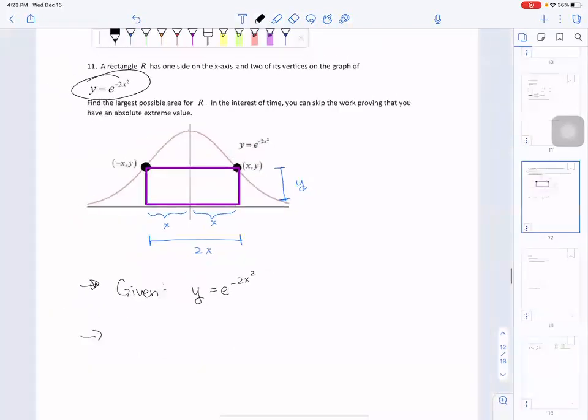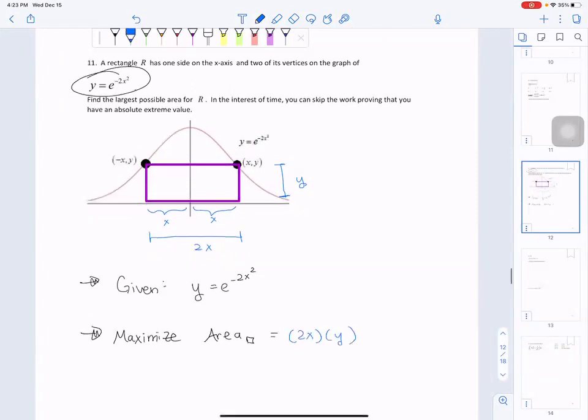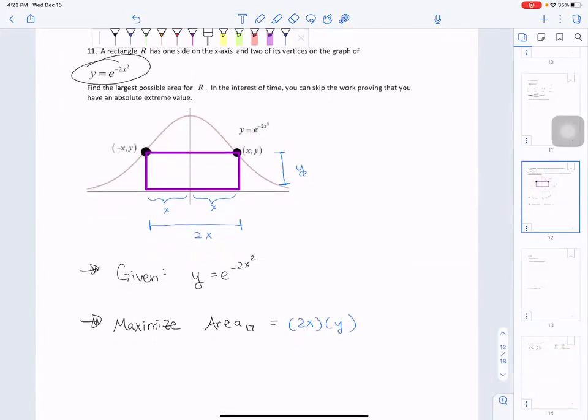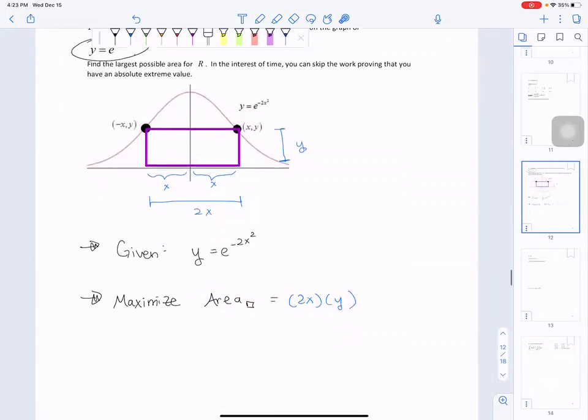So what are we trying to maximize again? We're trying to maximize the area of our rectangle. Area is base times height. What is our base right now? It's 2x. And our height right now is y. But this is a problem because our equation is in terms of two variables. We don't want two variables. We want everything in terms of one variable, right? So how can we fix it?